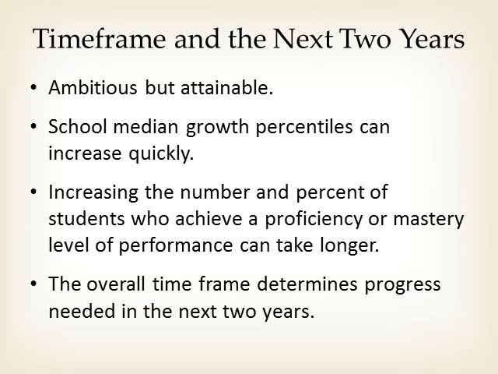The state provides some guidance for determining the time frame for meeting performance targets. The time frame should move schools towards meeting the minimum state expectations as quickly as possible. This means the time frame should be ambitious but attainable. Median growth percentiles can increase very quickly. Increasing the percent and number of students meeting proficiency or mastery may take longer. The overall time frame determines progress needed in the next 2 school years. Schools can determine if they believe their rate of improvement will not be constant.